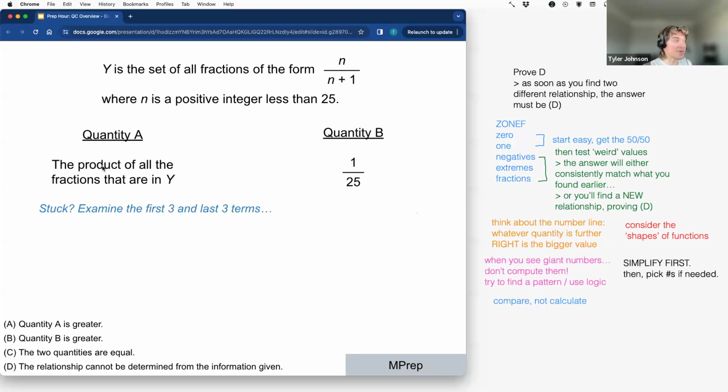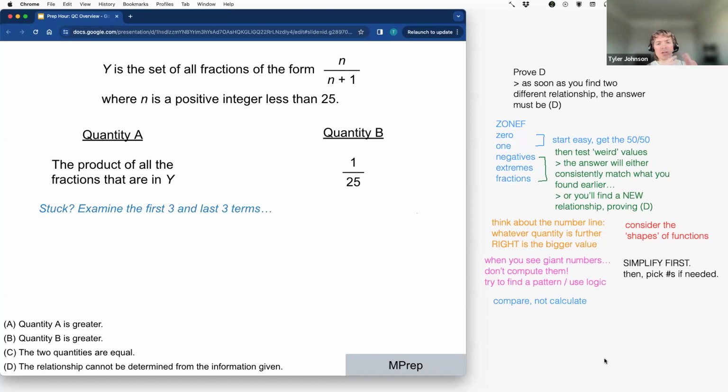Here's another situation where we have a really big product in quantity A, right? We'd be multiplying 24 different fractions together. And this test is not trying to see who can actually do that, right? We're not trying to calculate. We're just trying to come up with a comparison here.